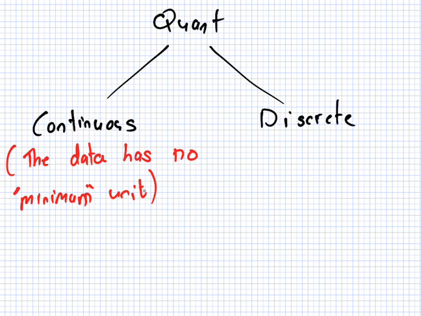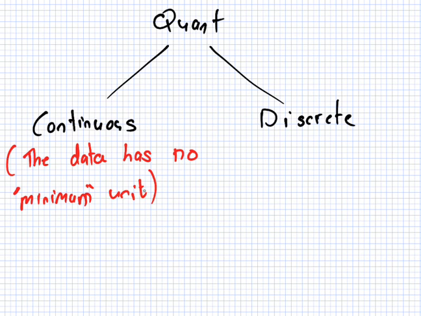Continuous means it's almost like the resolution can be as high as you like. You can make it as accurate as you like. This is continuous. So height is a good example. Normally we measure in centimeters, but if you want you can measure in millimeters. It's not forbidden, it's allowed. Discrete is the opposite though.